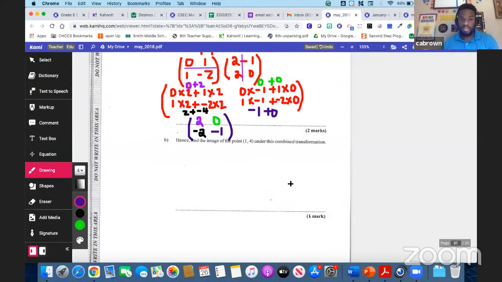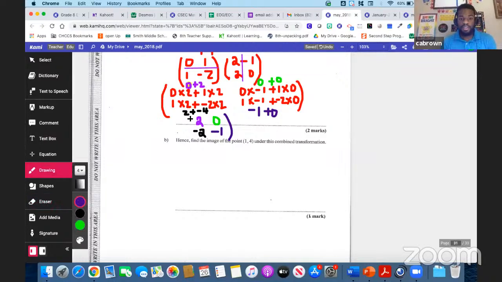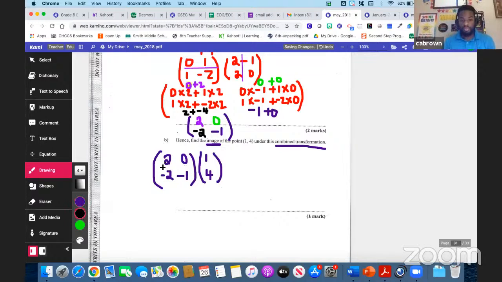The final part says, hence, find the image of the point (1, 4) under the combined transformation. Again, we need to find the image of this combined transformation. What was the combined transformation? It was what we just found, which is 2, 0, -2, -1. It's going to be combined with this one now. It's an image, so we're going to be multiplying by 1, 4. Again, row times column. There's only one column.